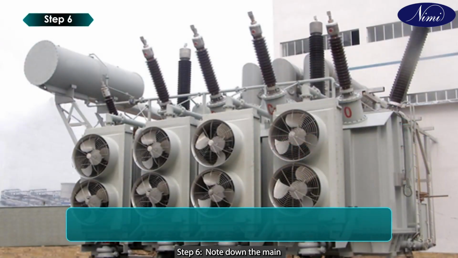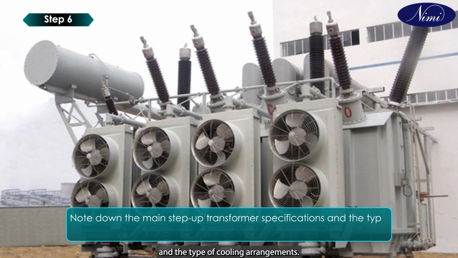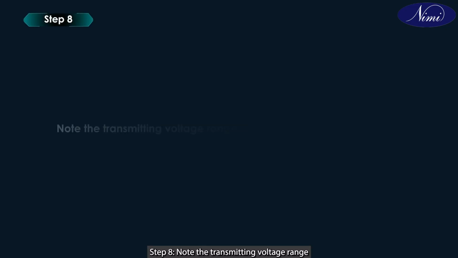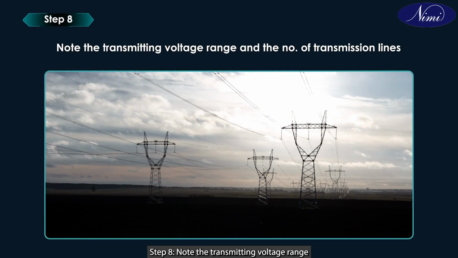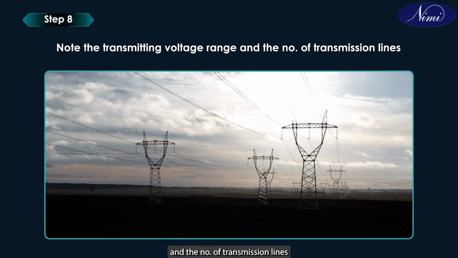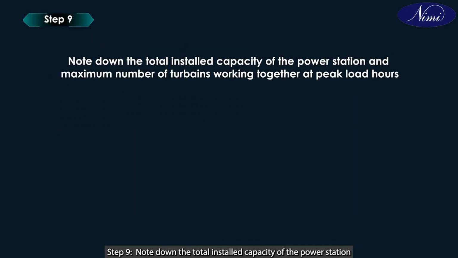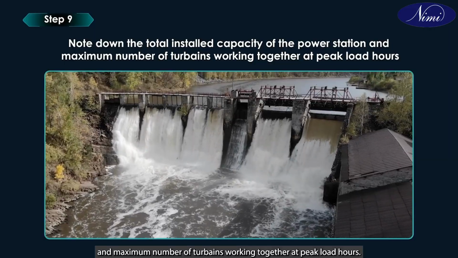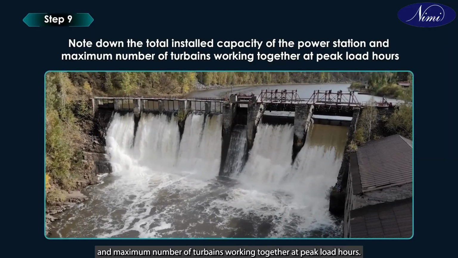Step 5. Draw the schematic arrangement of a hydroelectric power station. Step 6. Note down the main step-up transformer specifications and the type of cooling arrangements. Step 7. Ensure whether the cooling arrangement of a power transformer is oil cooling or any other type. Step 8. Note the transmitting voltage range and the number of transmission lines.